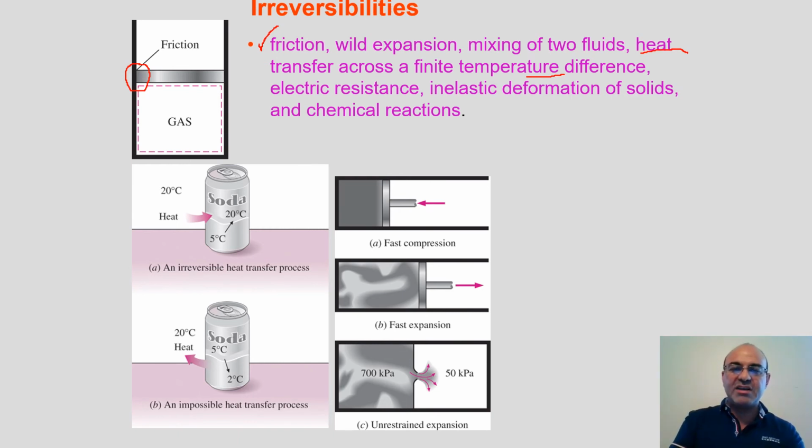And of course, chemical reactions are all irreversible because, let's say, as soon as you burn a fuel, you cannot just unburn the fuel, right? So it's an irreversible process.